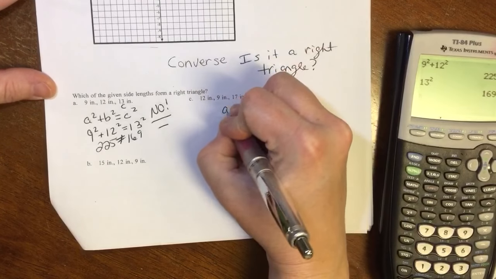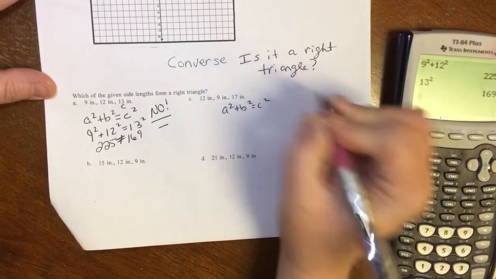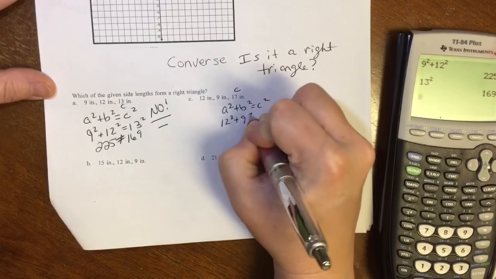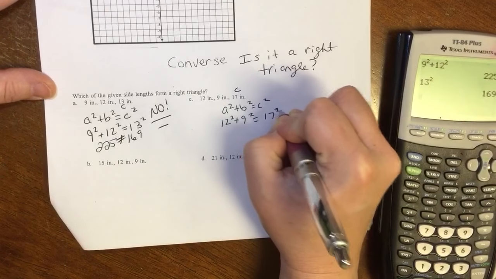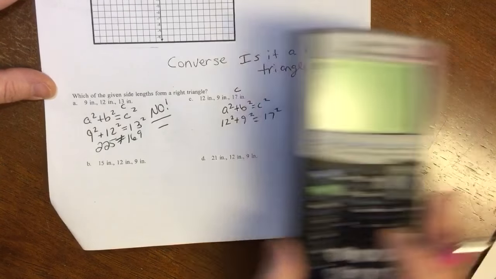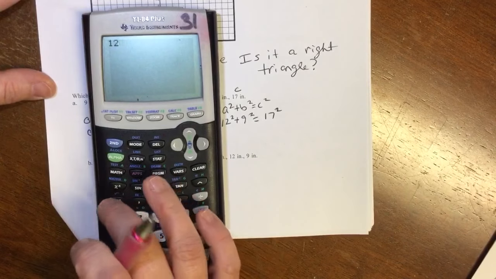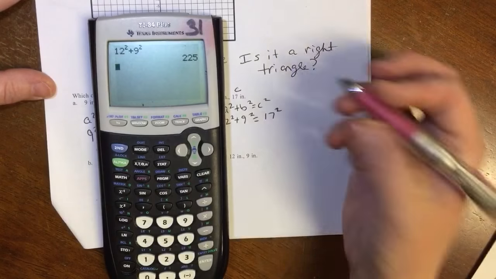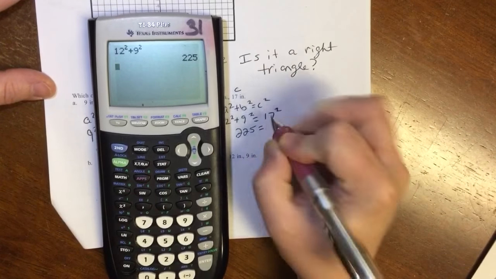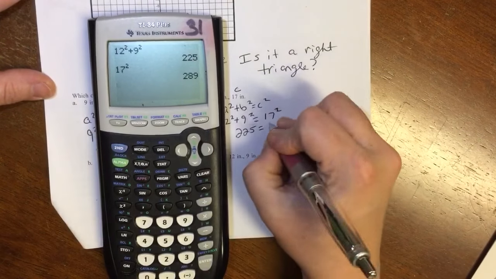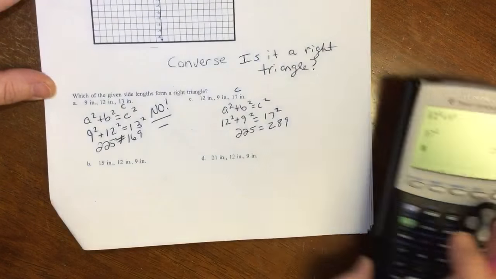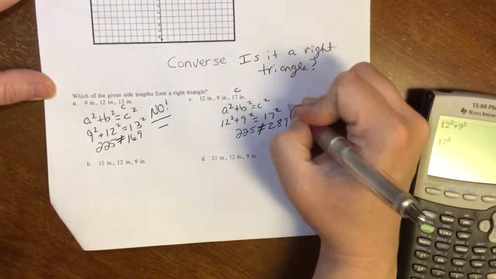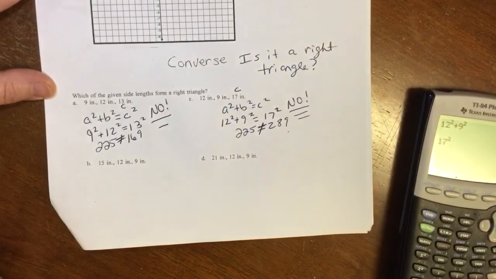All right, so I'm going to do this again. Okay, my C would be the 17 because that's the biggest number. And so I want to see when I plug these numbers in if it equals or not. So I have 12 squared plus 9 squared is 225. And 17 squared is 289. So are these the same number? Nope, they are not the same number. My equation's not balanced. So this is not a right triangle.